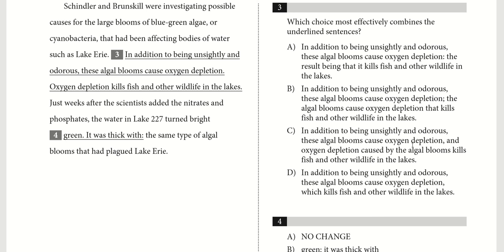So let's see if answer choice D finally solves that issue. It reads, in addition to being unsightly and odorous, these algal blooms cause oxygen depletion, which kills fish and other wildlife in the lakes. Perfect. This removes that redundancy, removes the unnecessary repetition, still gives this entire message, right? So we still convey the same amount of information, but it's just more smoothly done. Instead of saying that oxygen depletion kills fish, you just say which already refers back to oxygen depletion. So D is our answer here.